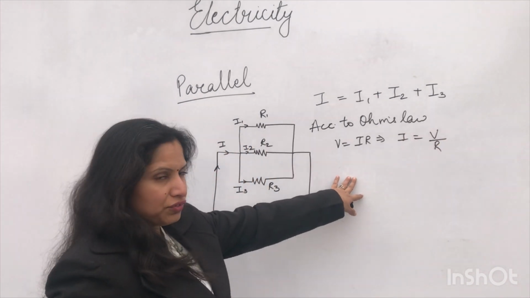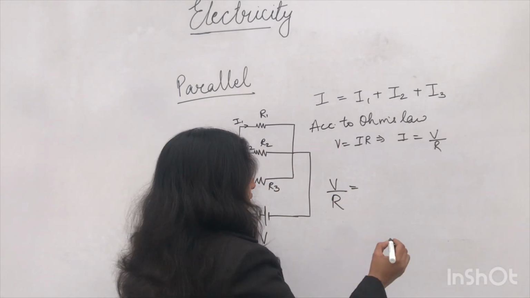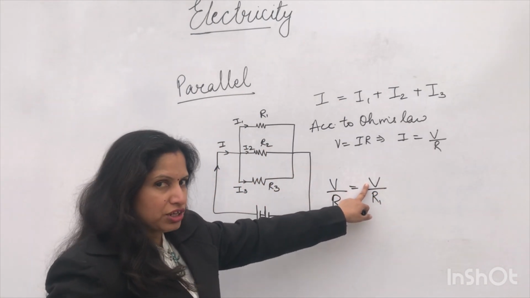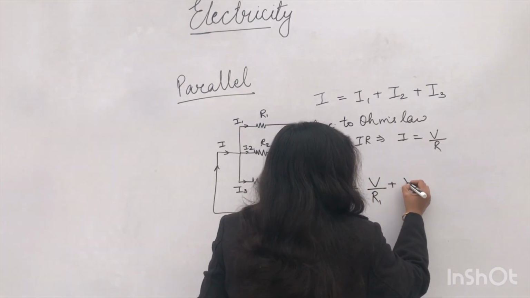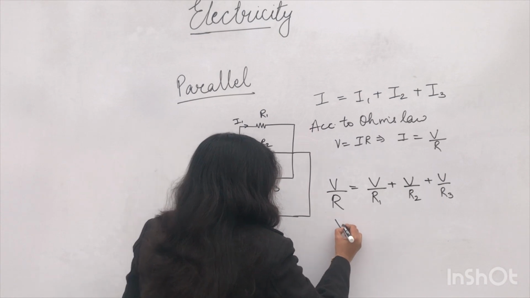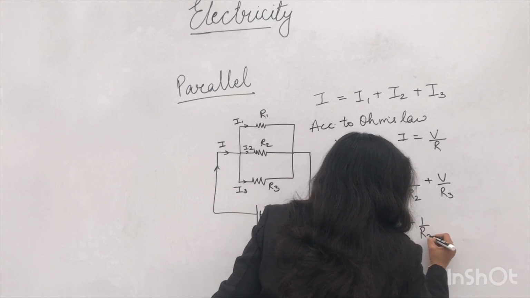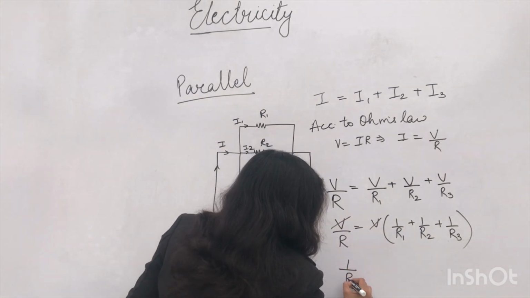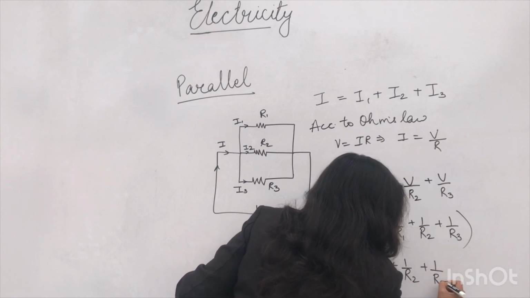So, we'll just put the value of this. Instead of I, we can write V upon R. Instead of I1, we can write V upon R1. Why have I written V upon R1? Because potential difference in parallel combination is the same and resistance is R1. Next is V upon R2 plus V upon R3. If we take out V common, it will give you 1 upon R1 plus 1 upon R2 plus 1 upon R3. This V and V get cancelled. So, 1 upon R is equal to 1 upon R1 plus 1 upon R2 plus 1 upon R3.